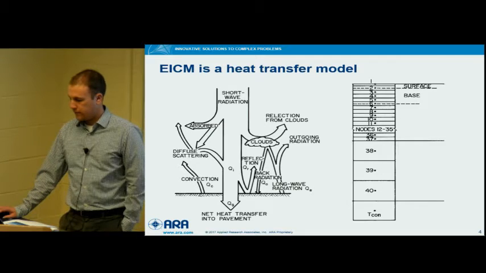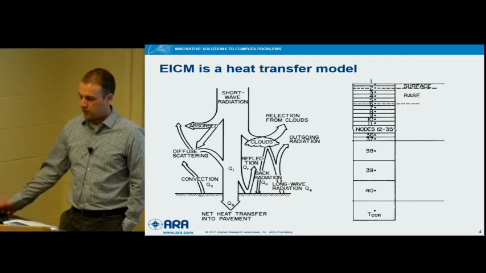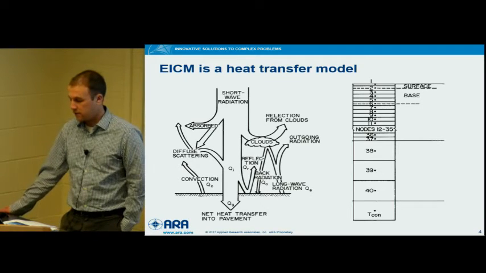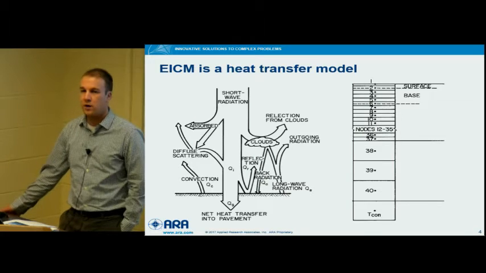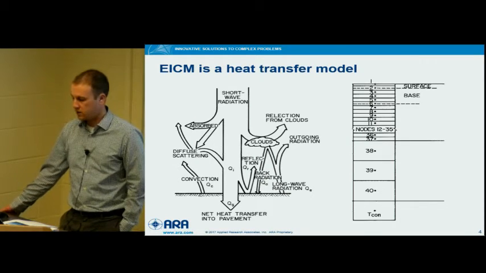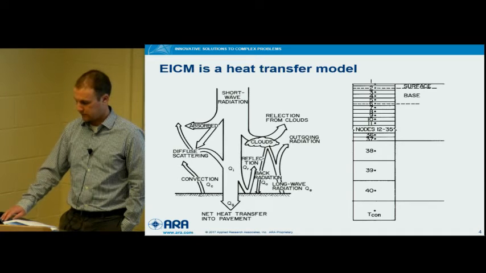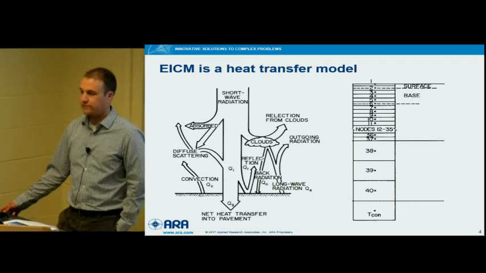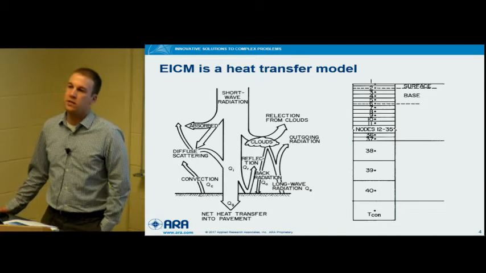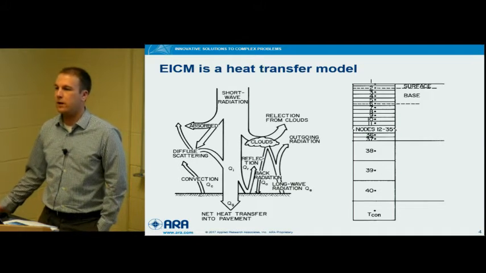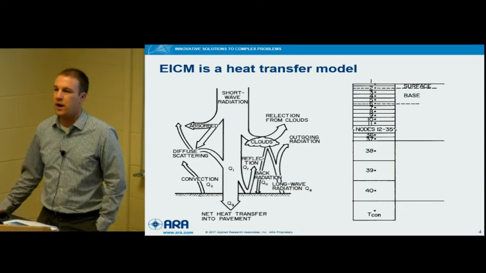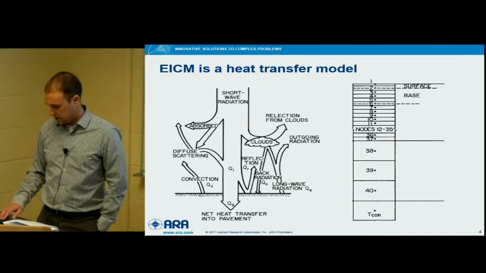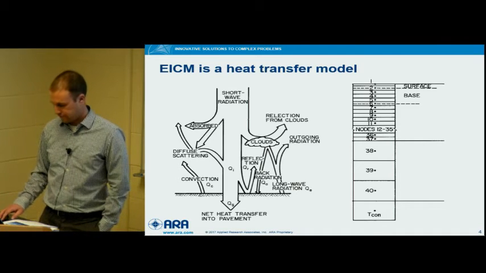The main three components of the model itself are the climate material structural model, the frost heave and settlement model, and the infiltration drainage model. And today, the main purpose will be to show how we use the EICM to characterize a pavement structure and get pavement temperatures to predict icing and freeze-thaw depths.